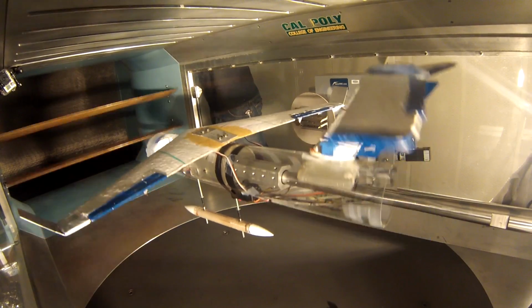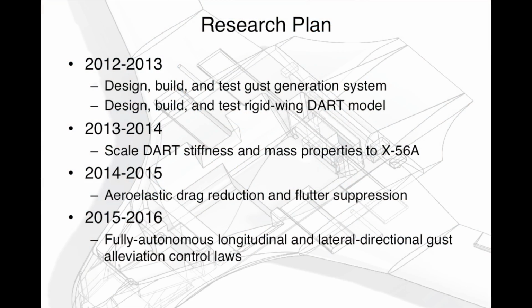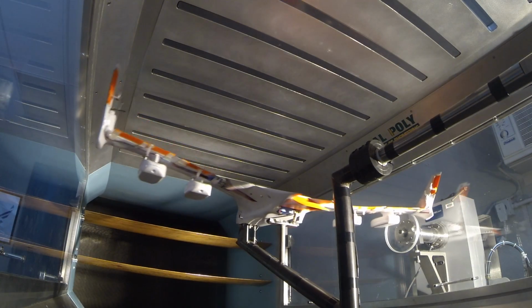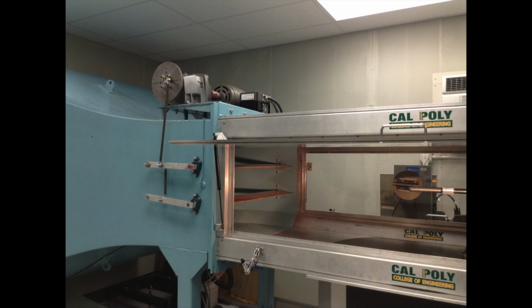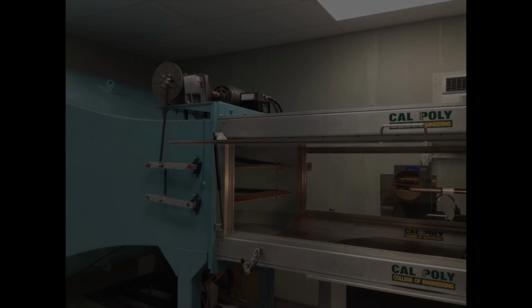At the conclusion of this 5-year research effort, the university will have the capability to test free-flying wind tunnel models with fully aeroelastic wings and flutter suppression control laws. Let's take a look at the components and capabilities of the Gust generation system in detail.